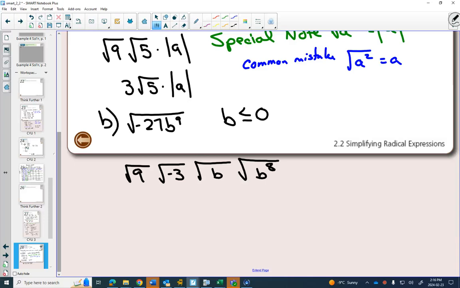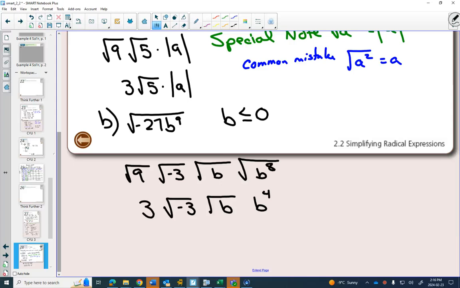So I'm going to just simplify. I broke things up. The square root of 9 is 3. I still would have the square root of negative 3. I'd still have the square root of b. And the square root of b to the 8 is b to the 4, because b to the 4 times b to the 4, add the exponents, you would get b to the 8.